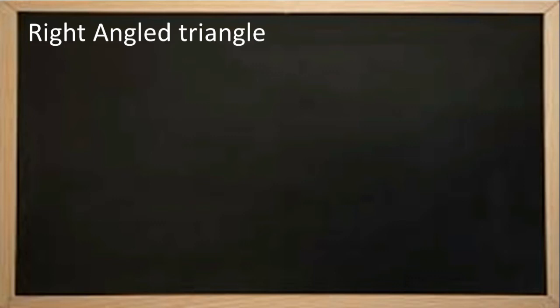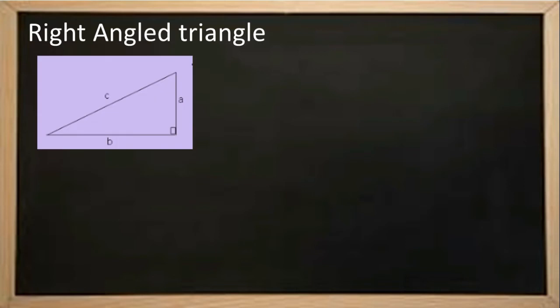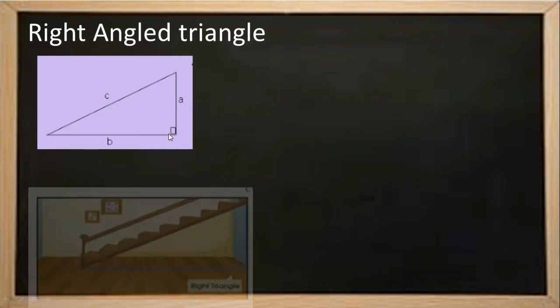Before we move on to Pythagoras theorem, first let us understand what a right angled triangle is. There are different types of triangle. So first today let us learn what is a right angled triangle. A right angled triangle is a triangle with three sides having the measure of one angle as equal to 90 degree.